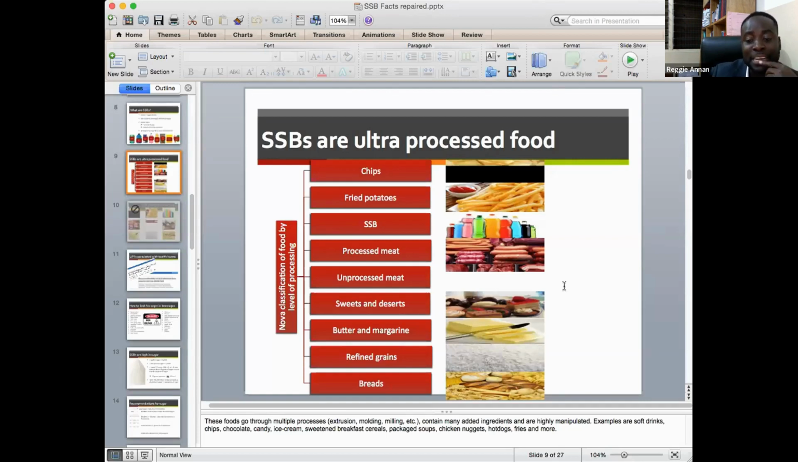And so let's take note. Of course, there are other processed foods that may also pose risk, but you can see that SSBs are one of the top ones that are available in Ghana.